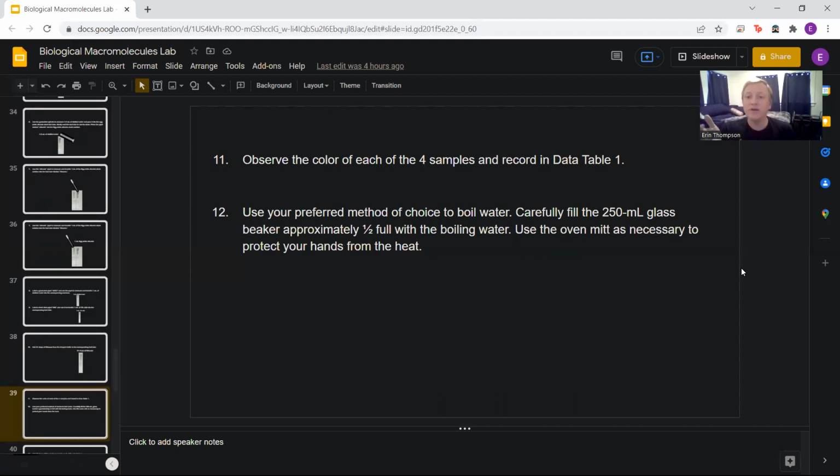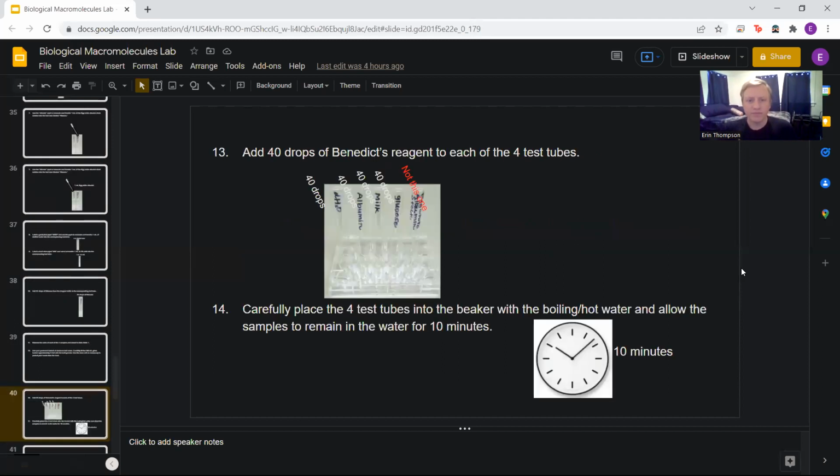So we've got our boiled water, and you're going to fill the 250 milliliter beaker about halfway full. Please use an oven mitt. Please be careful. Please also be wearing your regular gloves and your safety glasses. The next thing you're going to do is add 40 drops of benedicts reagent to each of the 4 test tubes, so not the stock test tube. We're only running a test on water, albumin, milk, and glucose, not the stock albumin tube. Hopefully that's reasonably clear. And if it's not, just get another egg.